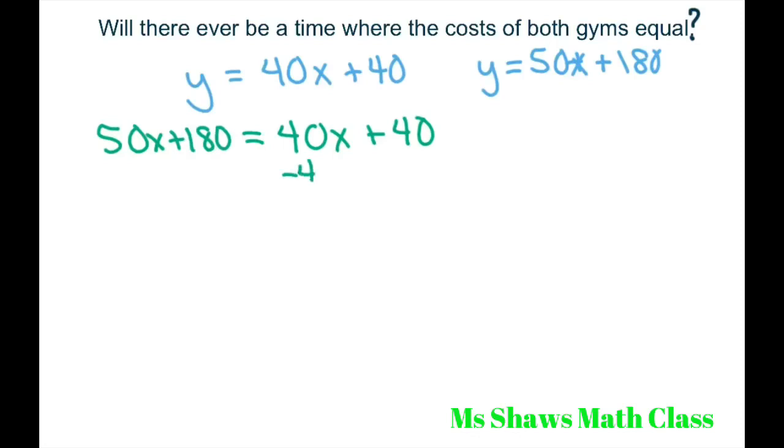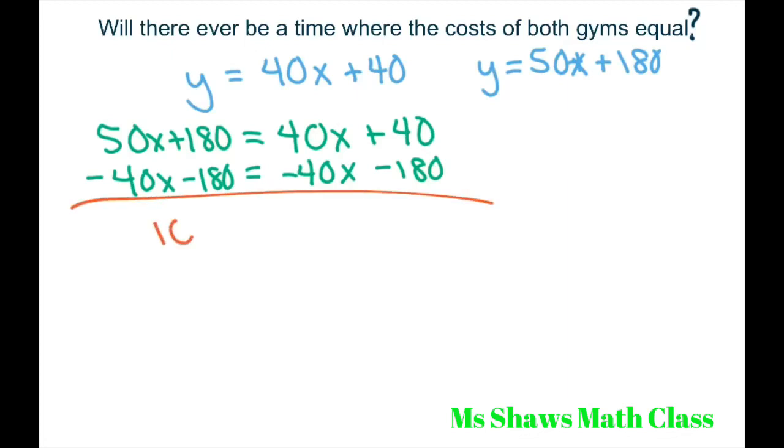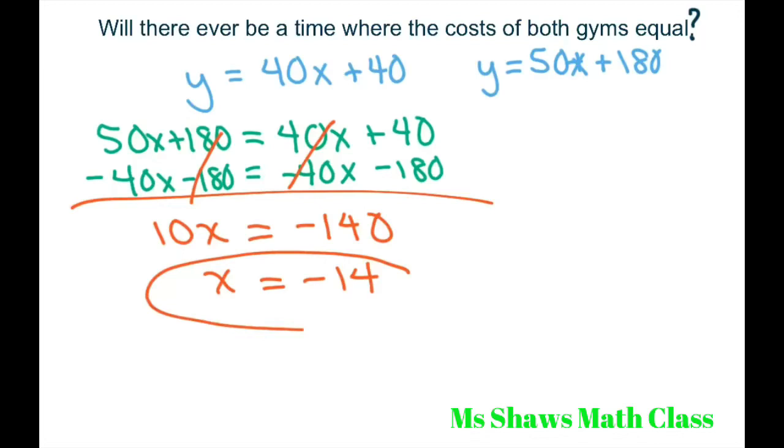Now I'm going to subtract 40x from both sides. Subtract 180 from both sides. So that gives you 10x equals negative 140. So x equals negative 14 if you divide both sides by 10. That's not a time. You don't have negative time. So the answer to this is no. All right, there would never be a time.